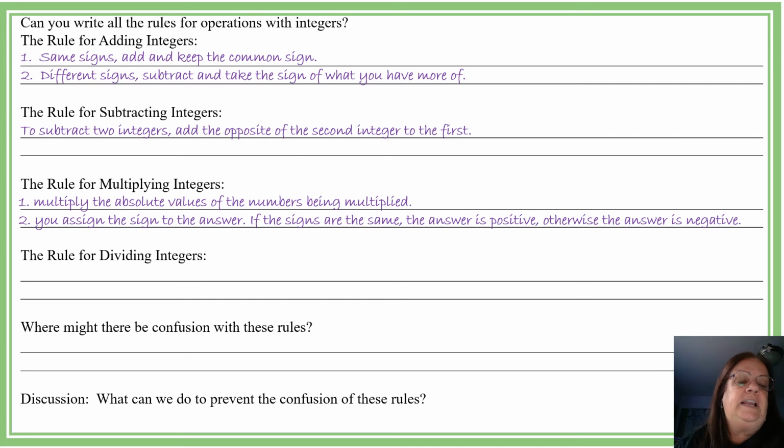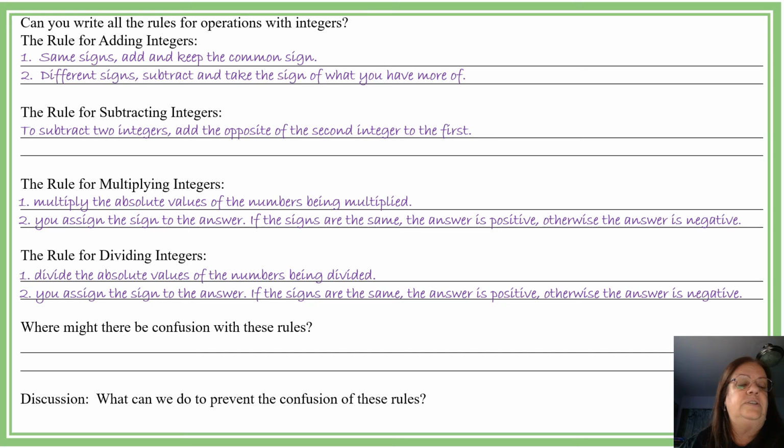The rule for multiplying integers. Multiply the absolute values of the numbers being multiplied. Number 2, assigning the sign. Whether they're the same, it's positive, different is negative. Same signs positive, different signs negative. The rule for dividing integers. Divide the absolute values, and then you assign the sign again according to our rule. Same sign, positive. Different sign, negative.